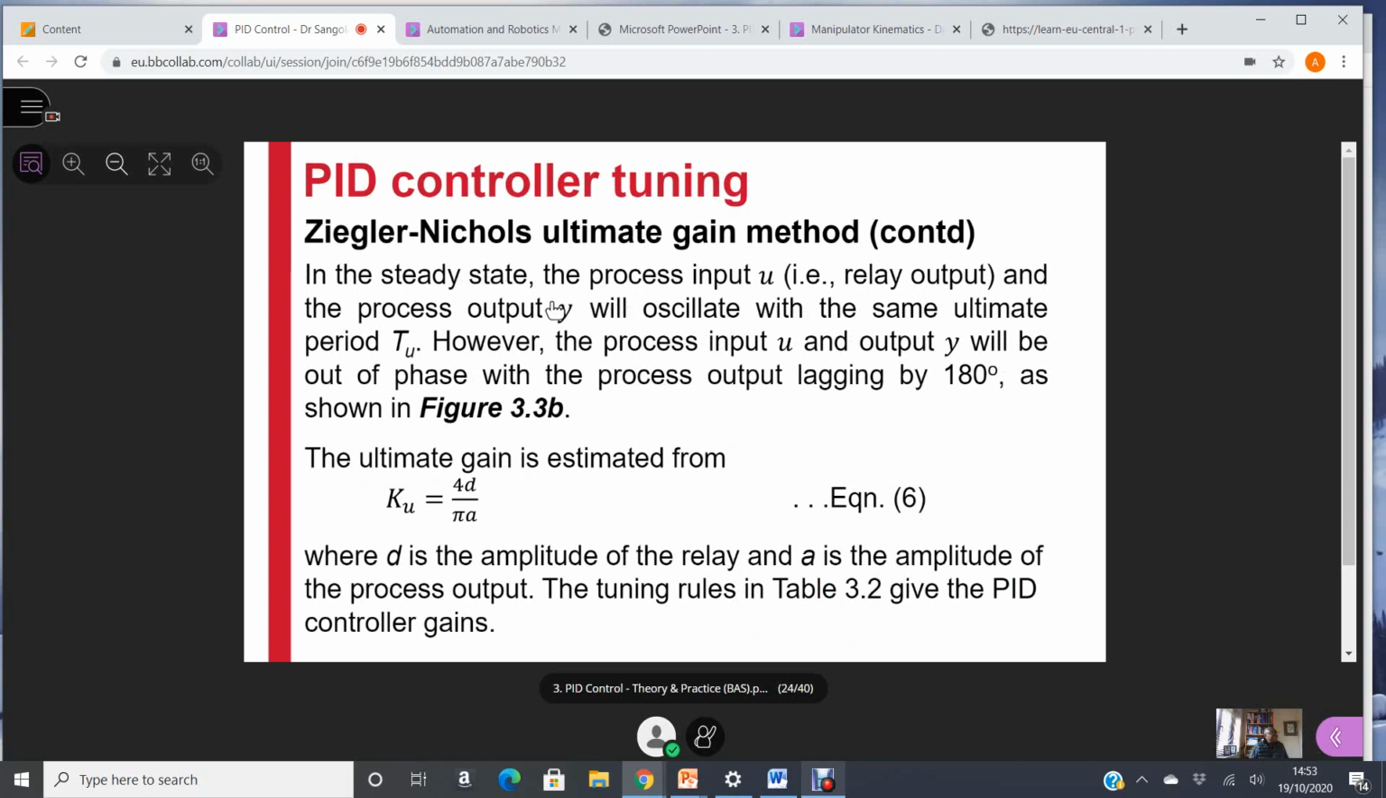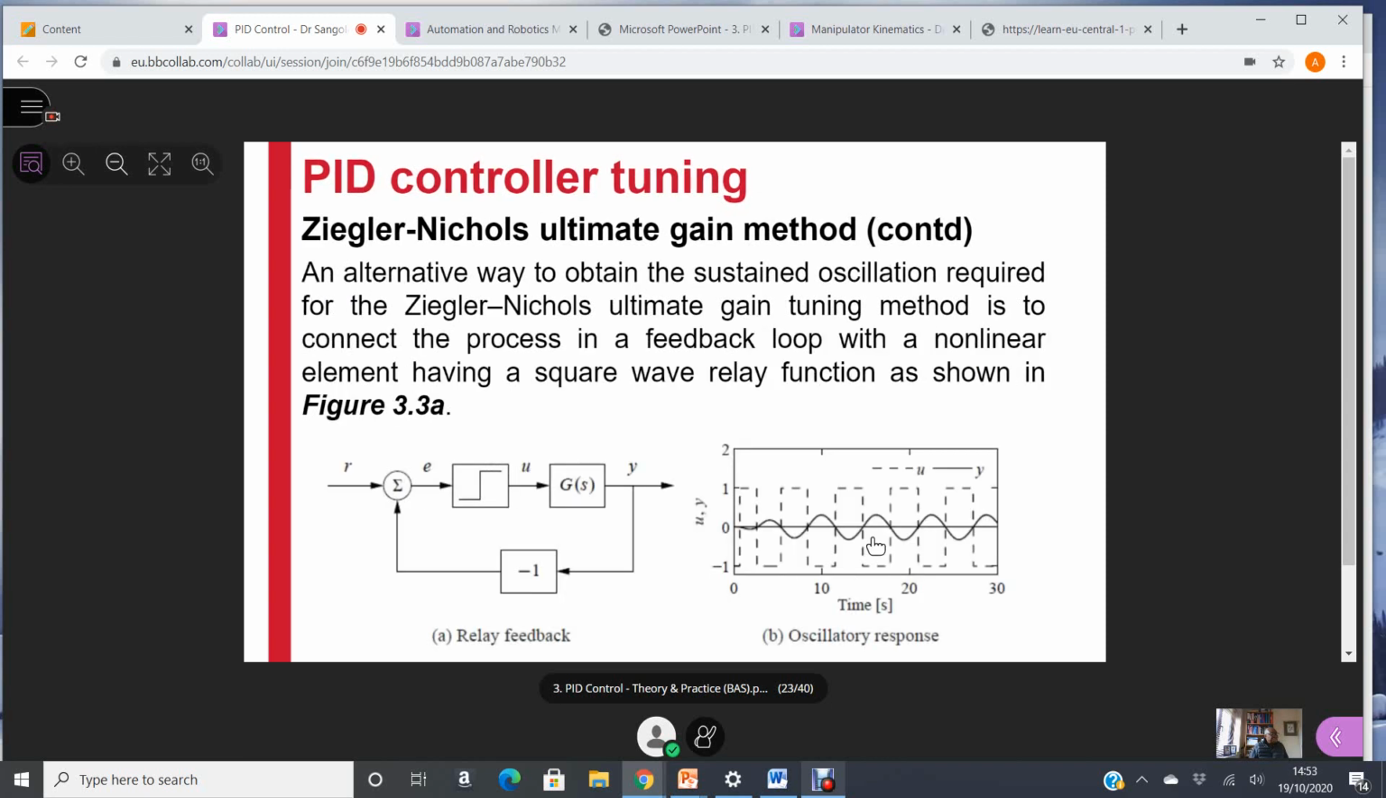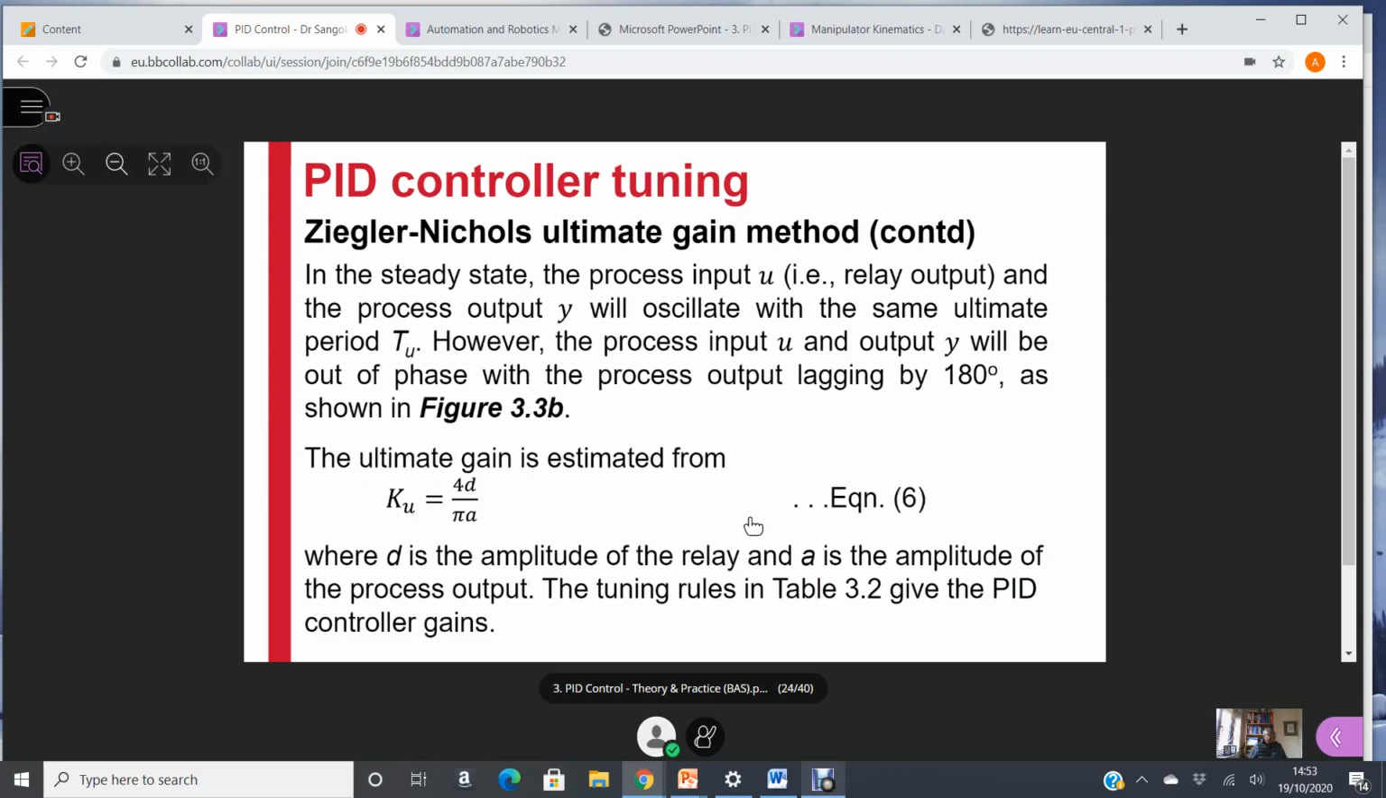By playing around with the waveform of the relay and the output of the process, you'll find that in the steady state, the process input, which is the relay output, and the output of the process will both oscillate. The relay output in this second diagram is the dashed square wave. That's your U signal, the output of the relay, which is then going into the process. Once the transients have died out, you can see in the initial period the process output is still going through some transients, but finally that settles, and then you get a pure sine wave output from the process. And that's the way the test is carried out.